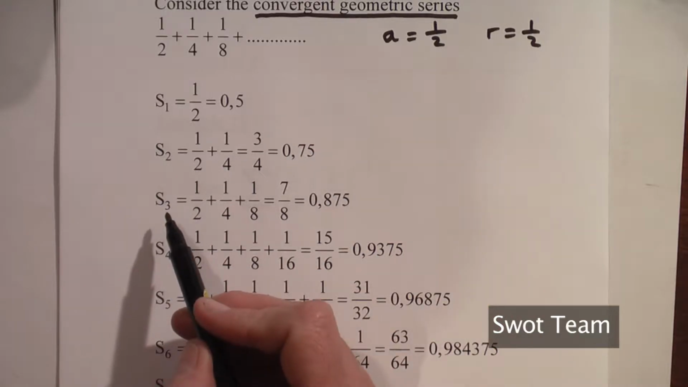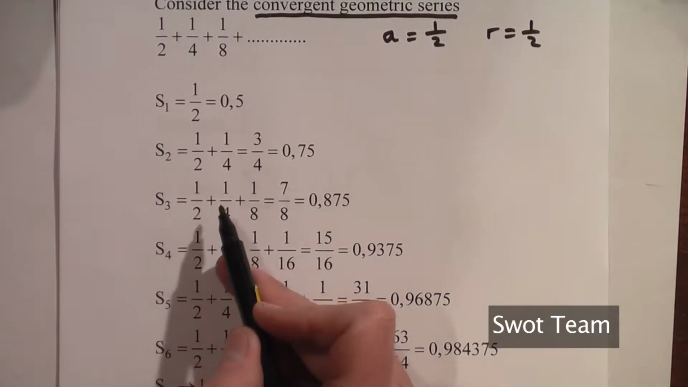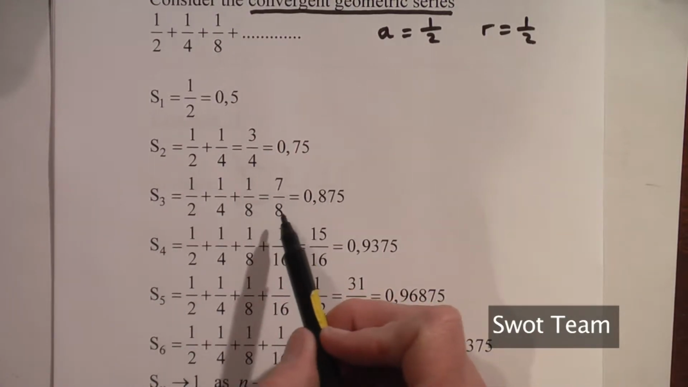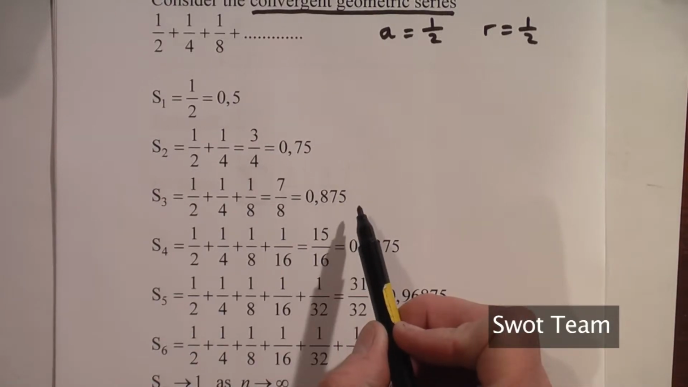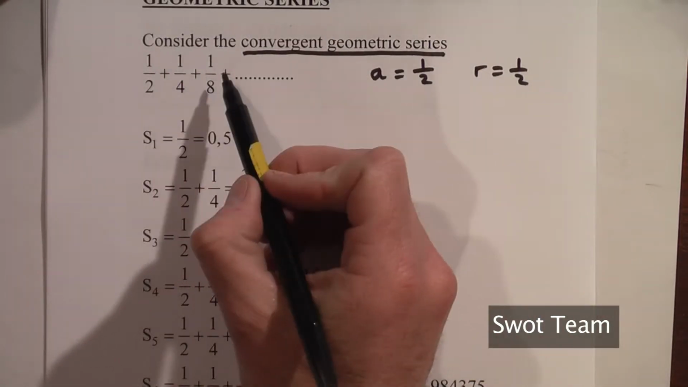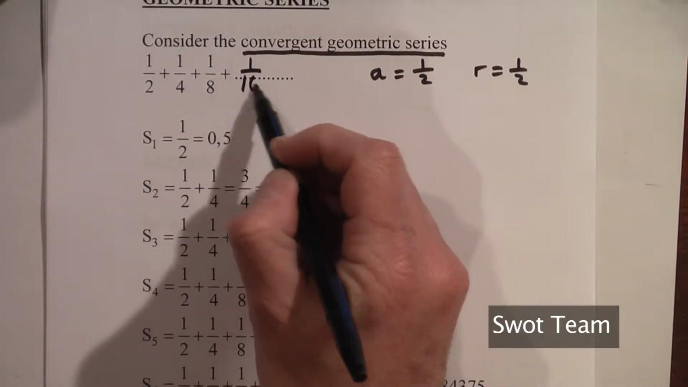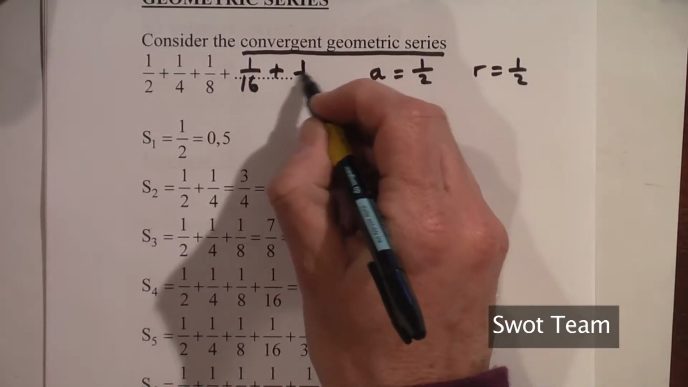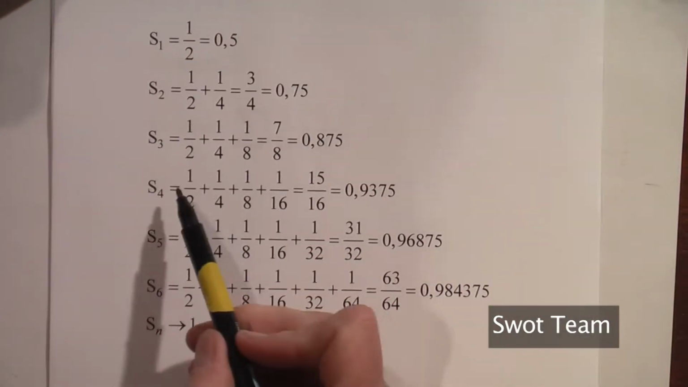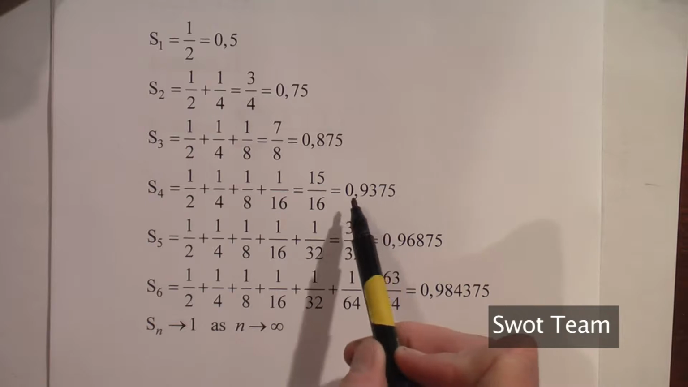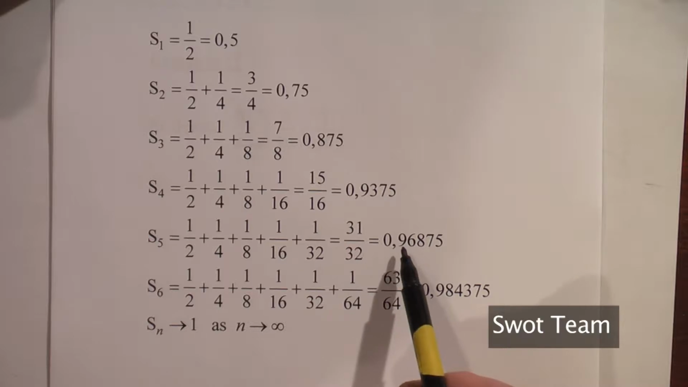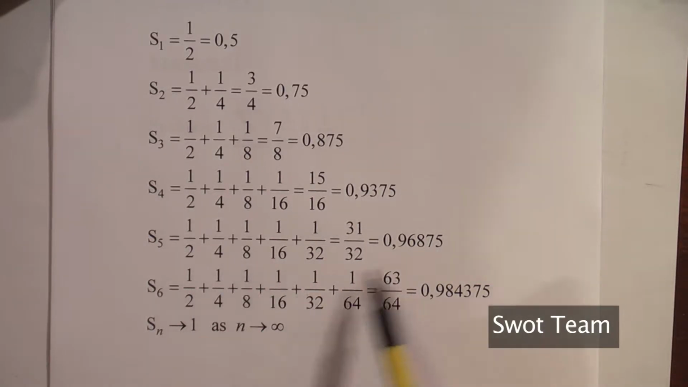Okay, the sum of the first three terms: first term, second term, third. If you use your calculator, this works out at 7/8, which converts to 0.875. The sum of the first four terms: now remember we're multiplying by half, so what would be the fourth term? 1/16. And then what's the next term? 1/32, and we're going on. So the sum of the first four terms is 15/16, which is this funny looking decimal. The sum of the first five is 0.96875, all done with a calculator.